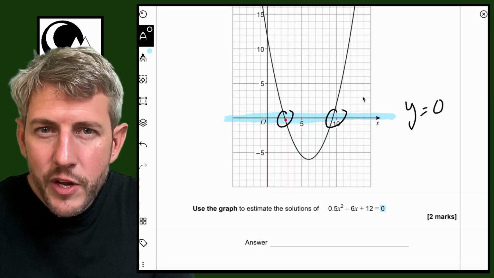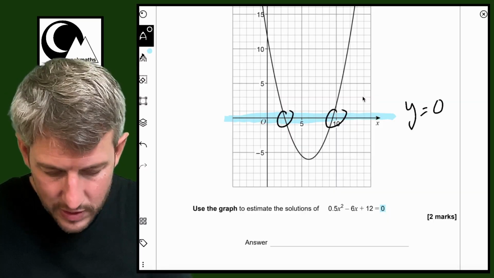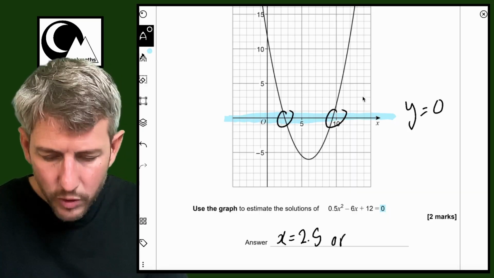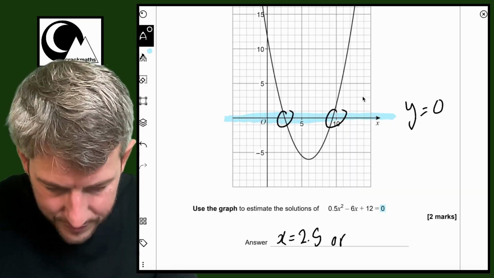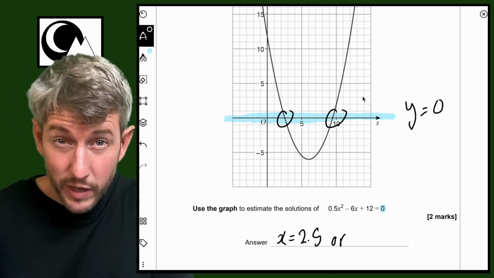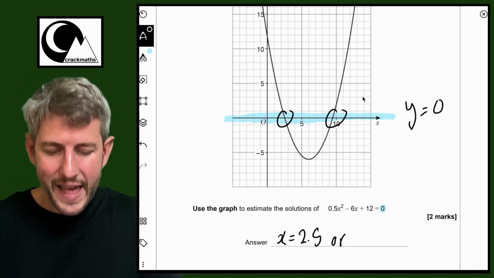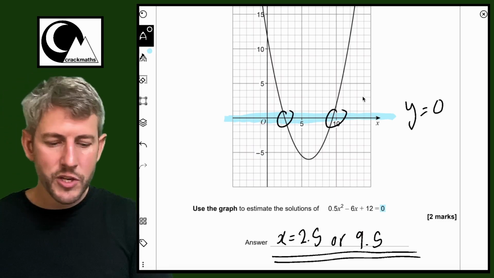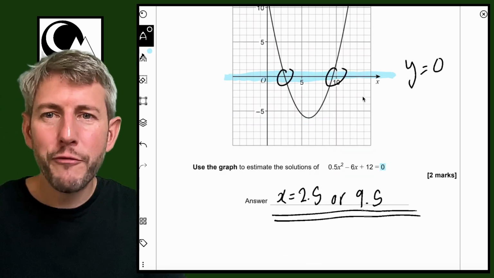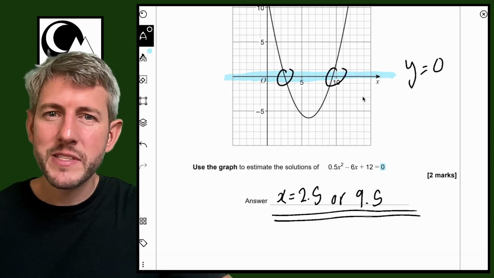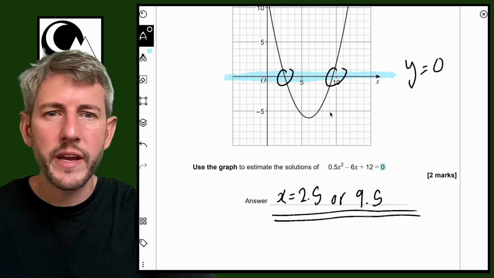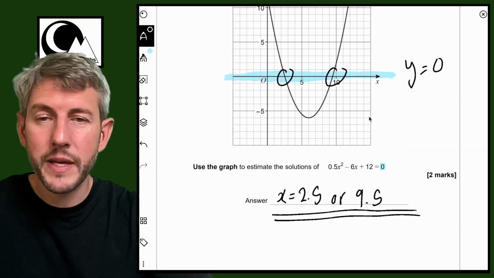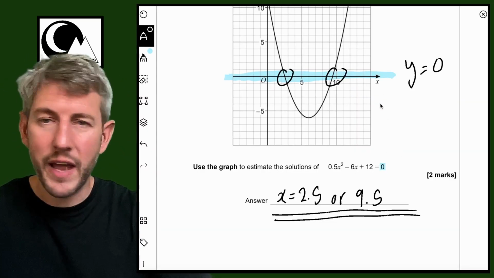This seems to lie in between, right in the middle. So I think that looks like x equals 2.5 as one of the solutions. Or this one, it looks like it's halfway in that square as well. So I'm going to call that x is 9.5. So here we go. These are my two offerings for this. Yeah, they both fall within the margin of error. The mark scheme has said they wanted this 2.5 to be between 2.25 and 2.75, and they wanted this 9.5 to be in between 9.25 and 9.75.